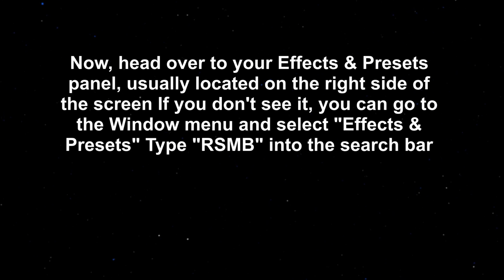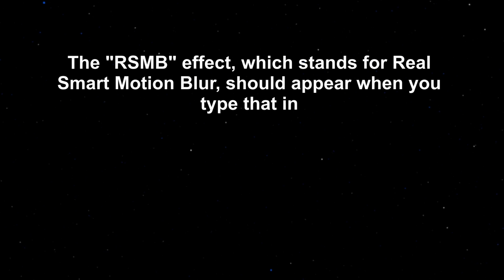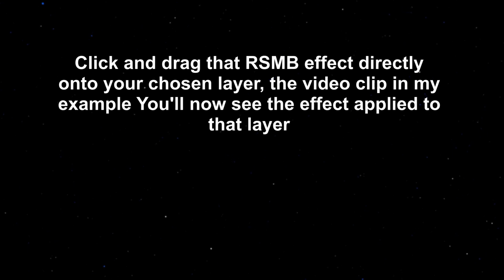Type RSMB into the search bar. The RSMB effect, which stands for Real Smart Motion Blur, should appear when you type that in. Click and drag that RSMB effect directly onto your chosen layer, the video clip. In my example, you'll now see the effect applied to that layer.